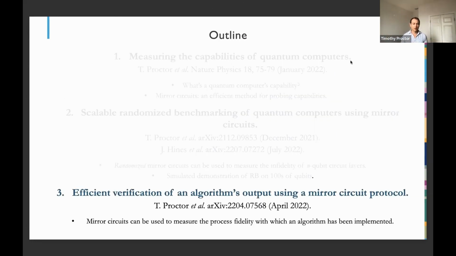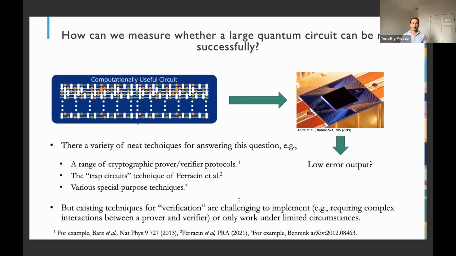So finally, I'm going to tell you about this technique we've developed for efficient verification of an algorithm's output using mirror circuits. These are results that are in this fairly recent arXiv paper. The high-level question we're trying to answer is: if you have some potentially computationally useful circuit and some device you want to run it on, you need to know, am I going to get a low error output from this? Because you might want to know, have I demonstrated, say, quantum advantage on this problem?